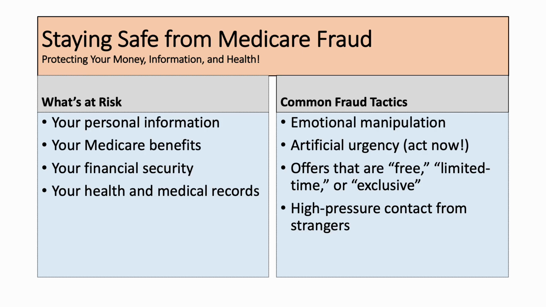Okay, now we want to talk about fraud, because this has become a $70 billion a year problem for Medicare. And every time there is fraud and Medicare loses money, it costs all of us more. Our costs go up in order to compensate. So what is at risk here is your personal information, your Medicare benefits, your financial security, and your health and your medical records.